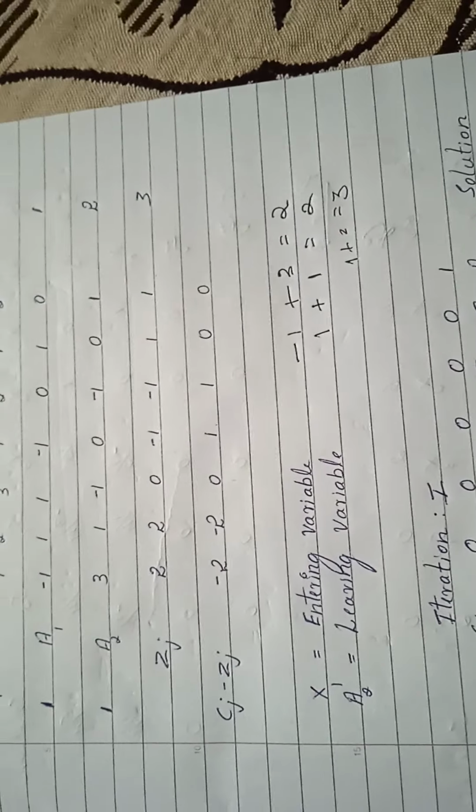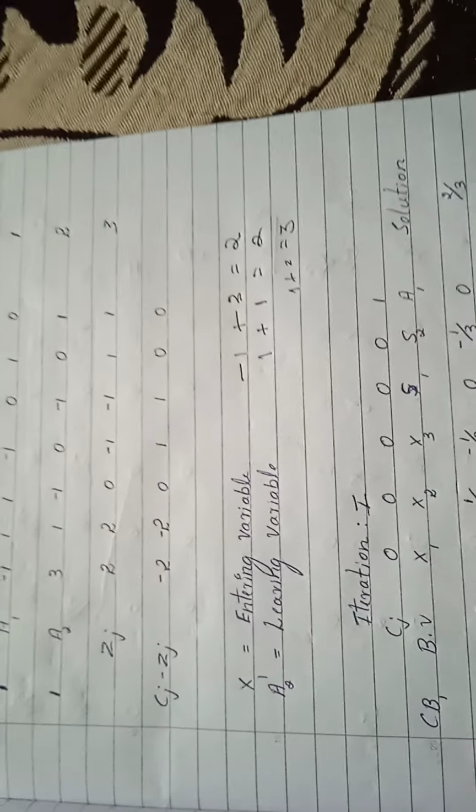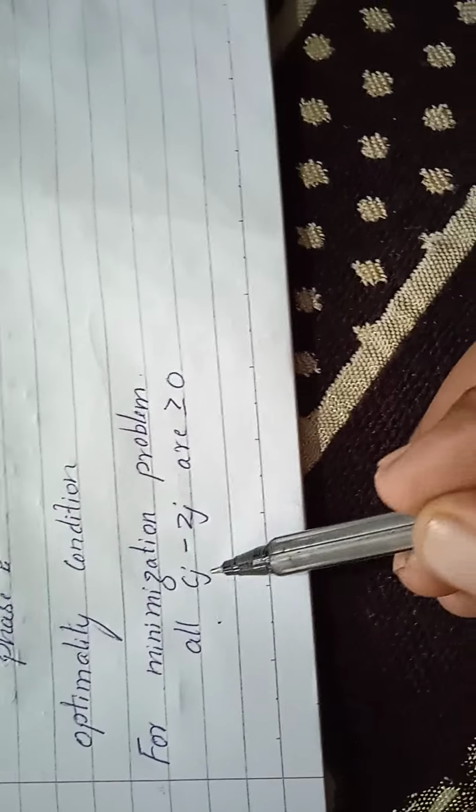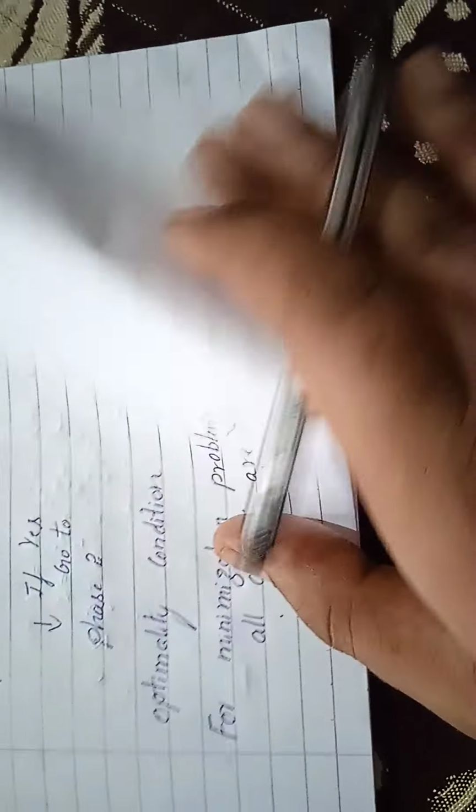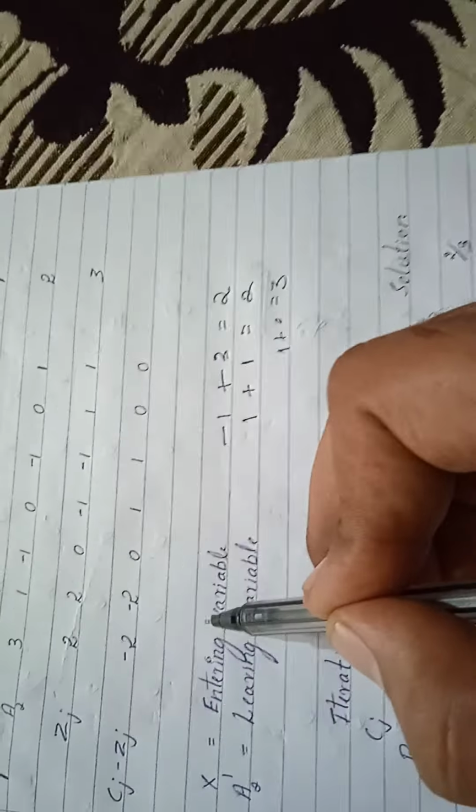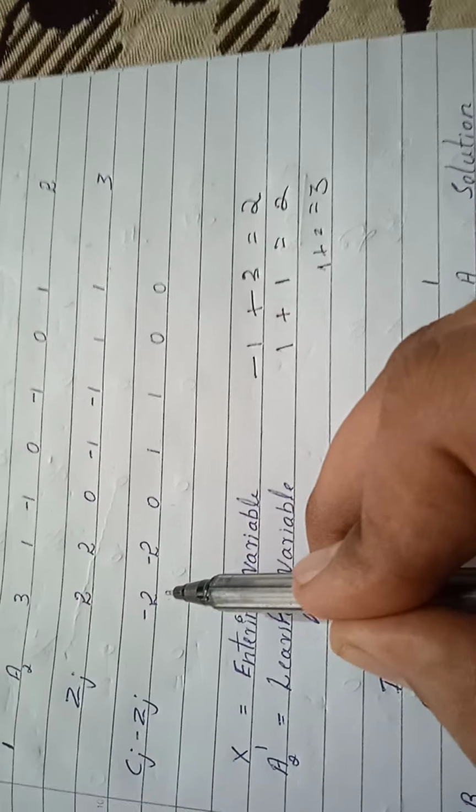I have told you previously that we have to get an optimality condition. What is the optimality condition? For all minimization problems, all Cj minus Zj should be greater than or equal to 0. Do we have it here? No. We have two negative values, that is minus 2 and minus 2. So now we are going to go to iteration 1. Why are we going to this iteration? Because we have to reach the optimality stage.